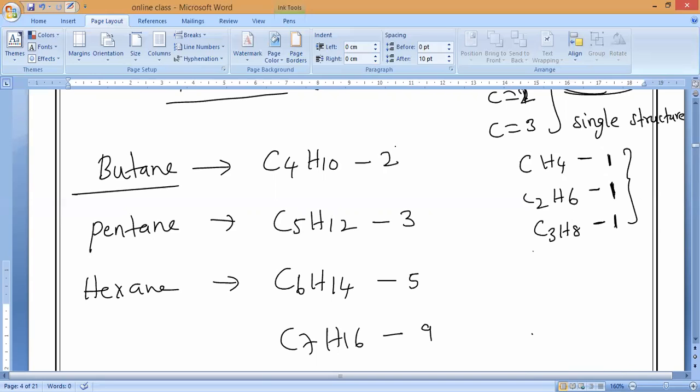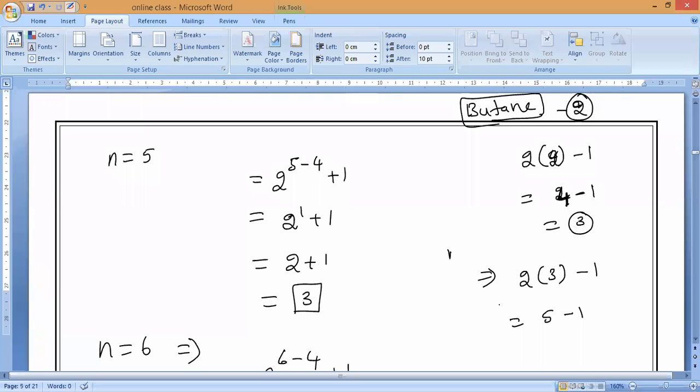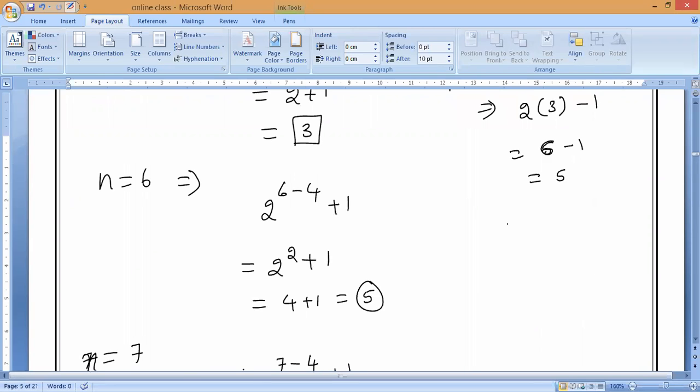So the 2n minus 1 formula, this one we have to substitute. Is it okay, Padmarsini? Understand? So we substitute and get the answer. If we substitute the 3, we will get 5. Clear? Now 2 into 3 is 6, 6 minus 1, how much is it, guys? 5. Okay. Next, if we substitute, what will come? 2 into 5 minus 1, which is 10 minus 1, which is equal to 9.